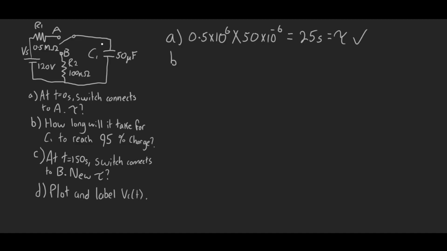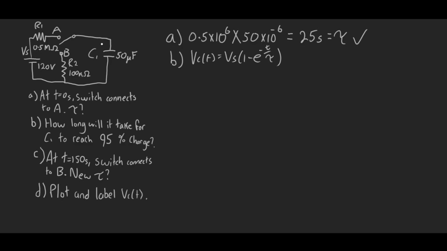Now for part B, remember that this kind of connection, when it's connected to point A, means that this is a charging operation. So let's call back on the formula: Vc of t equal to Vs multiplied by 1 minus e to the minus t over tau. That's the formula we need to use for this question B problem.